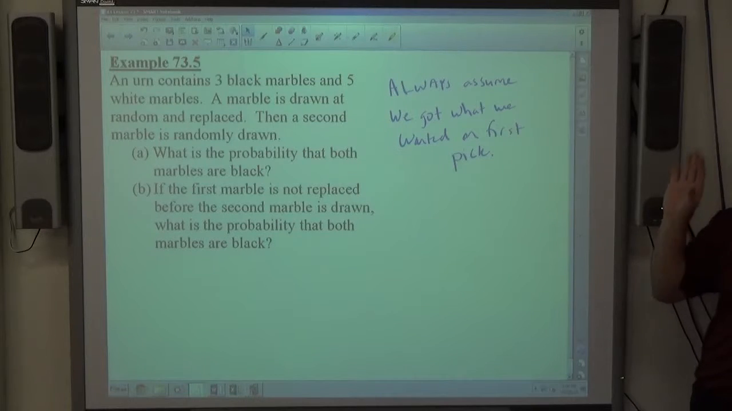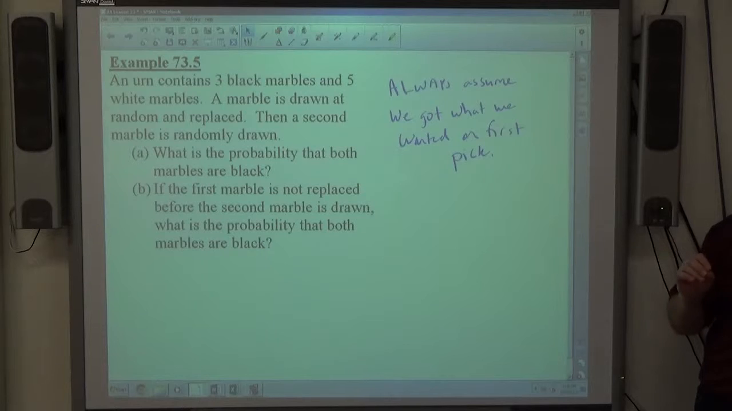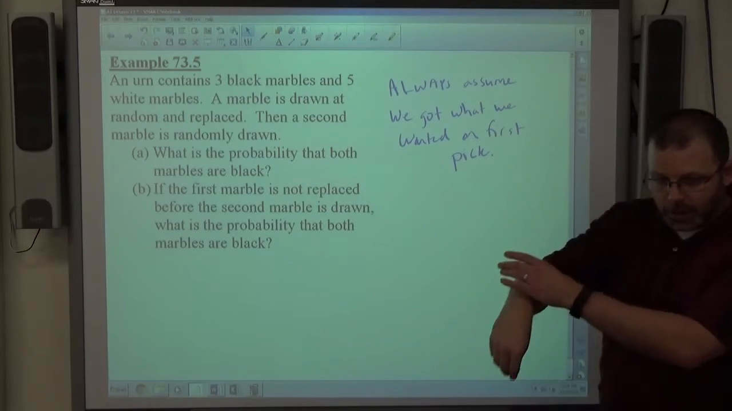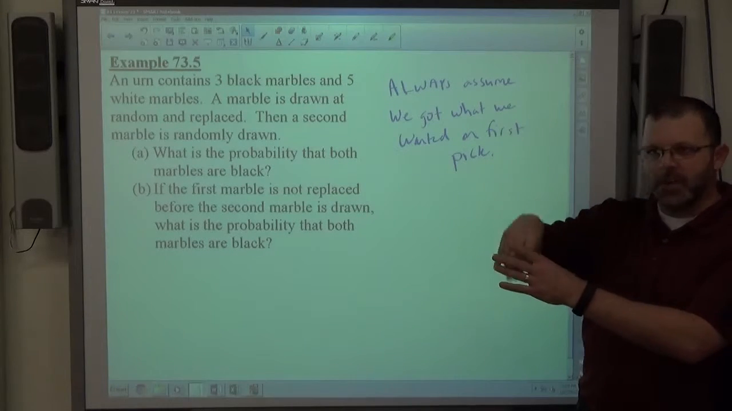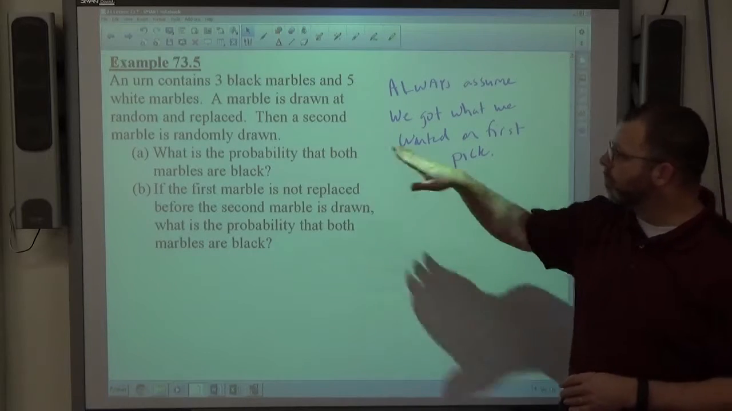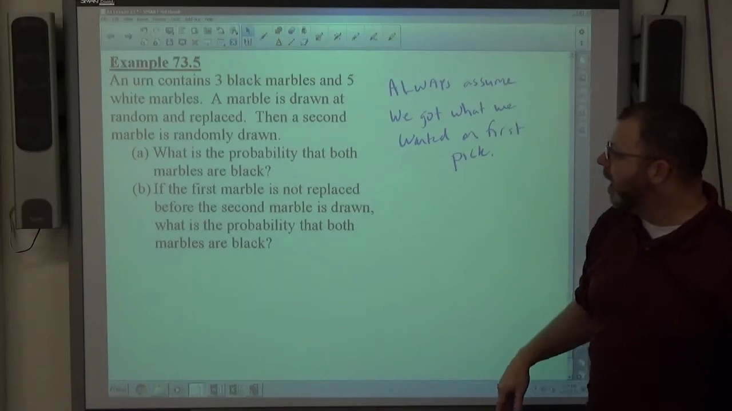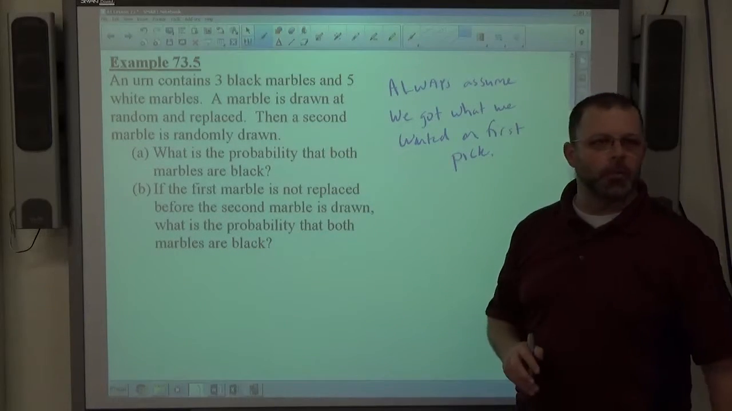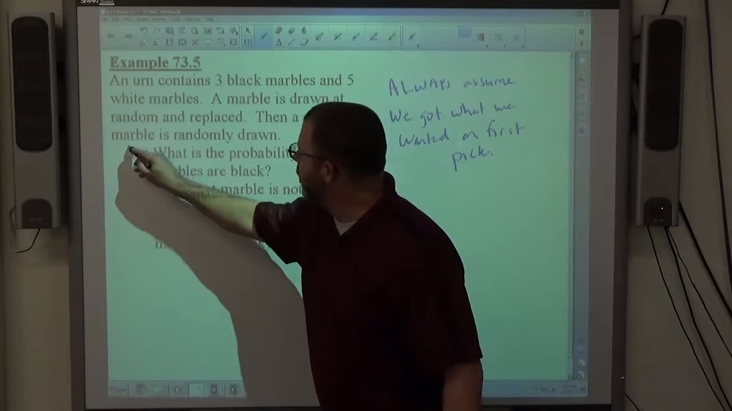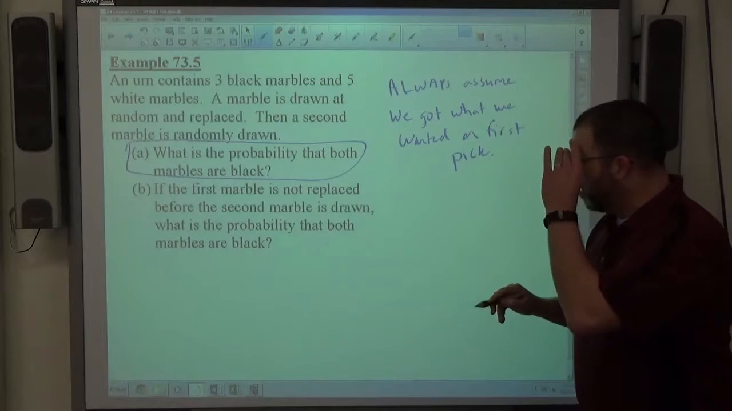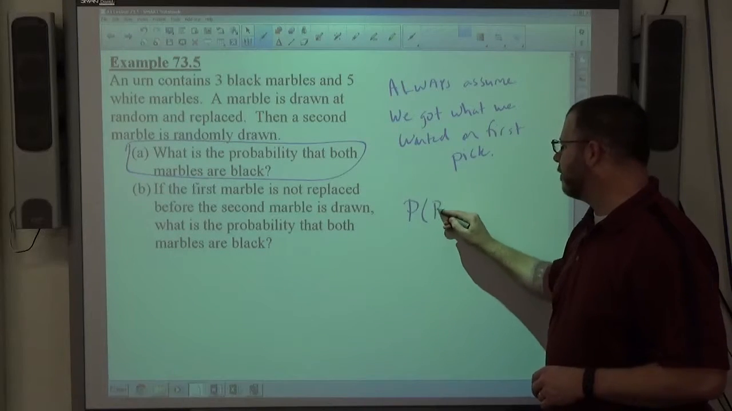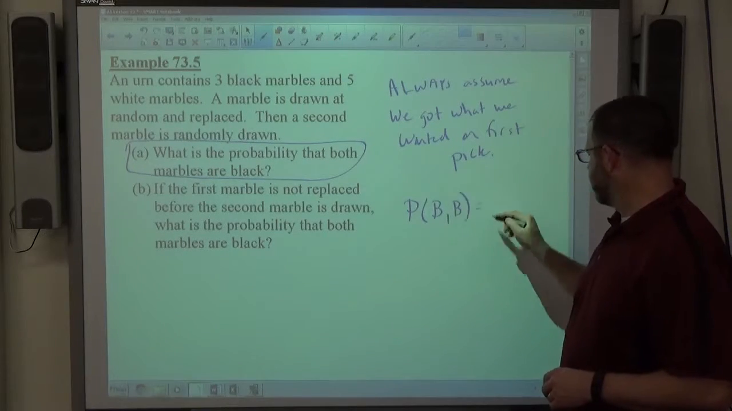All right? So we have an urn here that contains 3 black marbles and 5 white marbles, and a marble is being drawn at random and being replaced. So in other words, I reach into the urn, I can't see the marbles, I pull one out, I look at it, see what color it is, and then I drop it back in, right? So it's replaced. And then the second marble is randomly drawn, and it says, what's the probability that both marbles are black? All right, so let's look at probability question A. So probability that we get black on the first pick, black on the second pick.